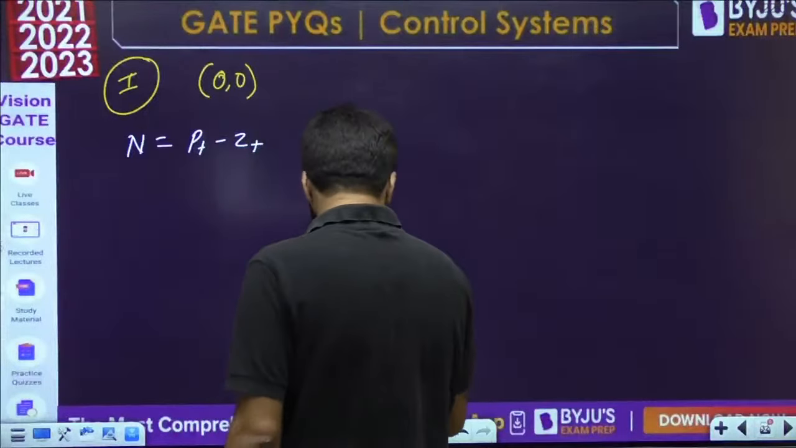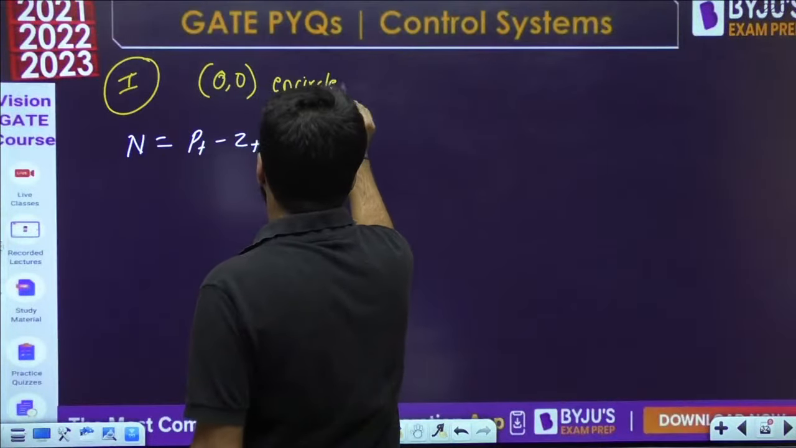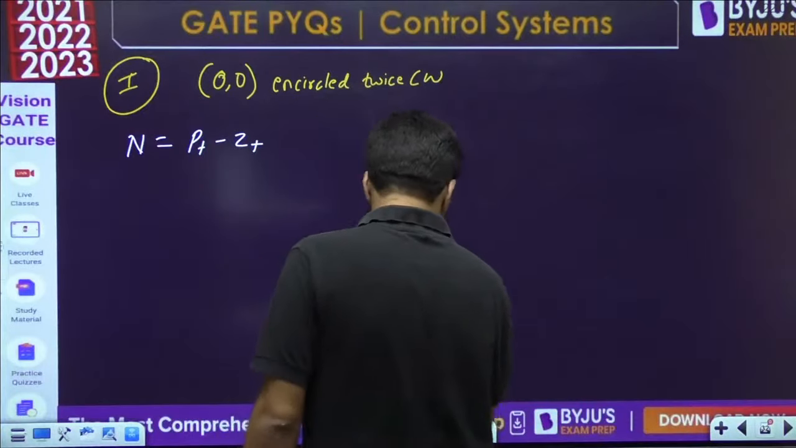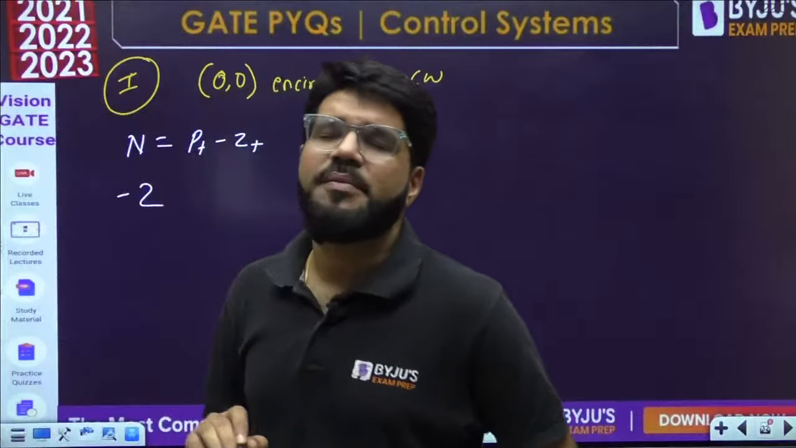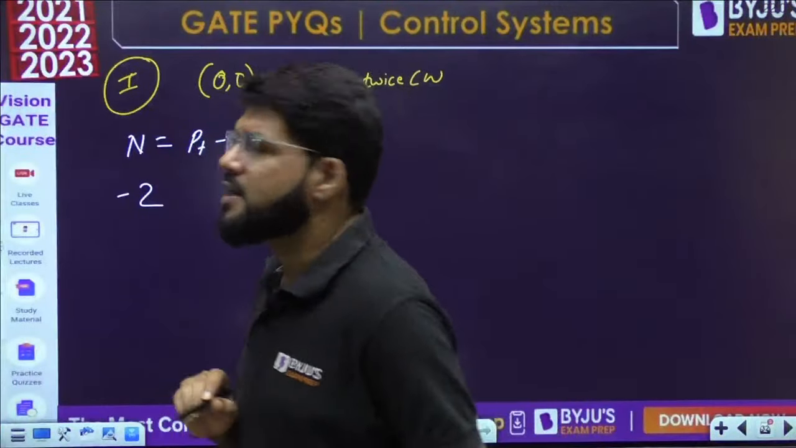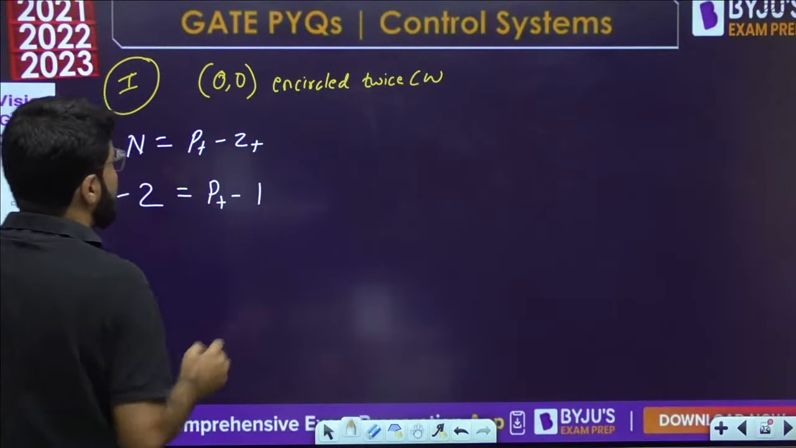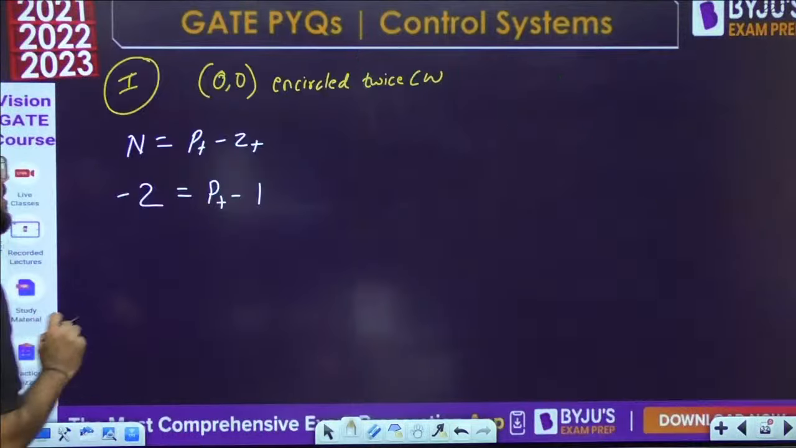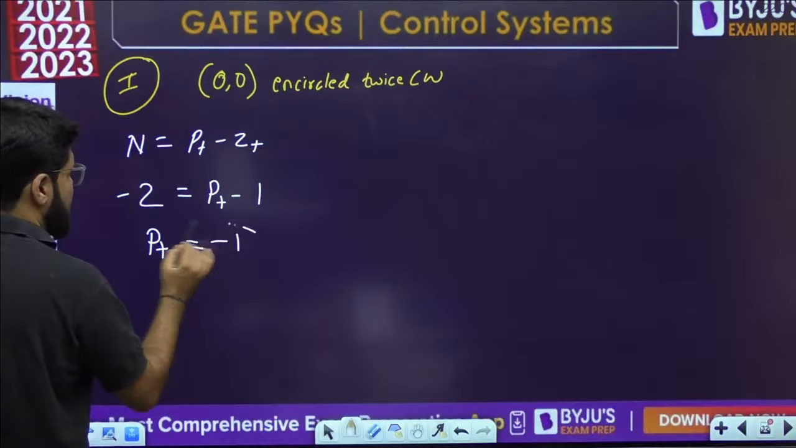So, agar 0, 0 ki baat kare, to 0, 0 has been encircled twice, but in clockwise sense. So N will be -2 because the encirclements are noted positive for anti-clockwise encirclement. So ye -2 hua, is equal to P plus minus Z plus. Z plus given hai. Z plus is 1 zero in the right half of the S plane for G(s)H(s). But P plus solving it will come to be -1.